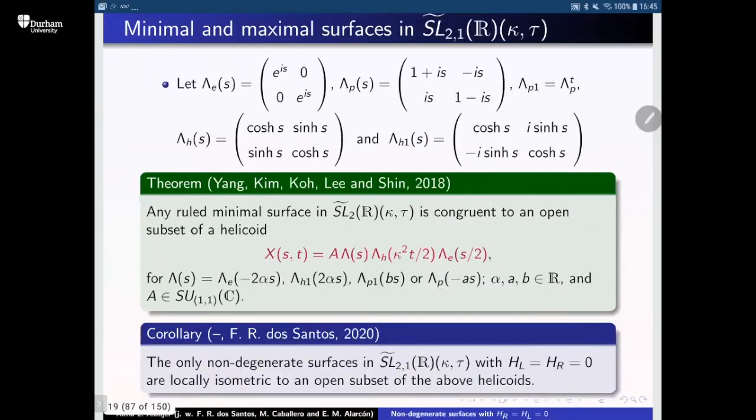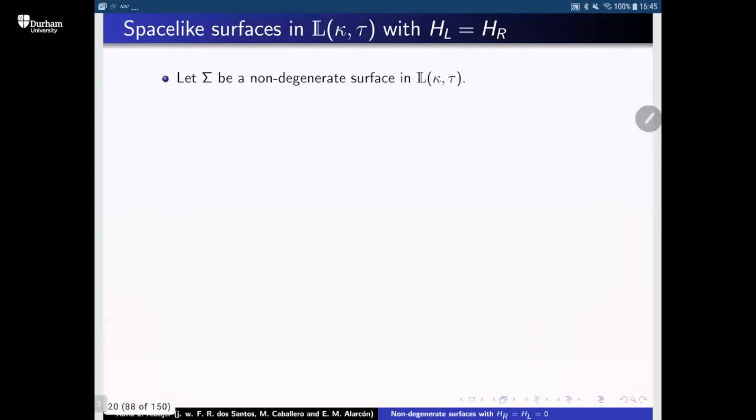So according to the result, we can prove, following the same proof as in the case of the Berger sphere, that the only non-degenerate surfaces in the universal cover of the special linear group such that both mean curvature functions vanish are locally isometric to an open subset of the above helicoids. Okay, so that's the part I wanted to say for the case where both mean curvature functions vanish. And now I will try to say something in the case where both mean curvature functions coincide but do not necessarily vanish.